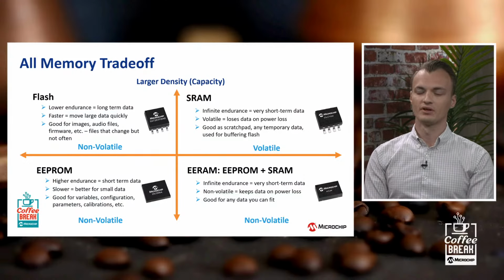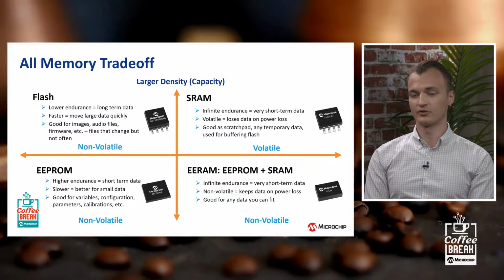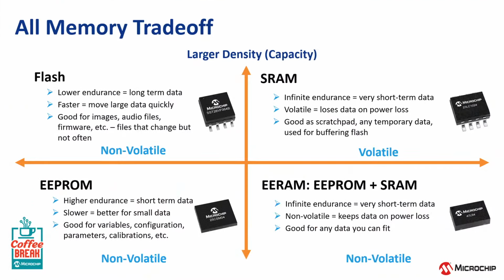Okay. And then you have something like EEPROM. EEPROM comes in smaller sizes, but it has a much higher endurance, so it can handle a lot more read-write cycles. Endurance is just how many cycles it takes before it wears out. EEPROM is great for things like variables, configurations, and parameters. So it's almost like the data that the software is storing.